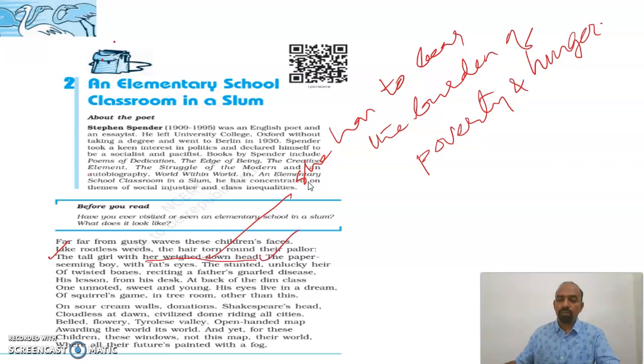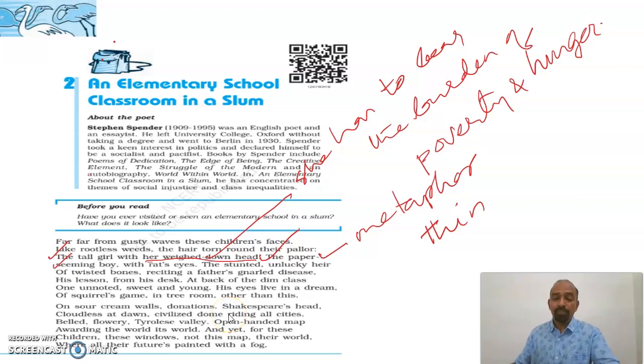Look at the next picture. The paper-seeming boy with rat's eyes. Paper-seeming here is a metaphor for a thin boy, as thin as a paper. The second boy in the classroom is as thin as a paper. A human can't be like that, so the poet uses here the poetic device of hyperbole, comparing this thin child as a paper.